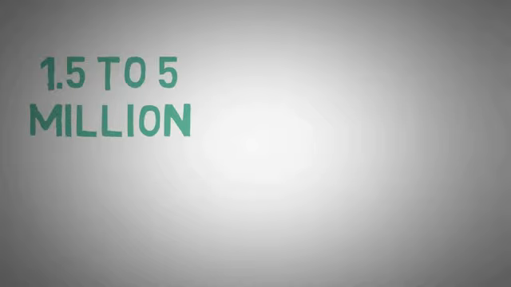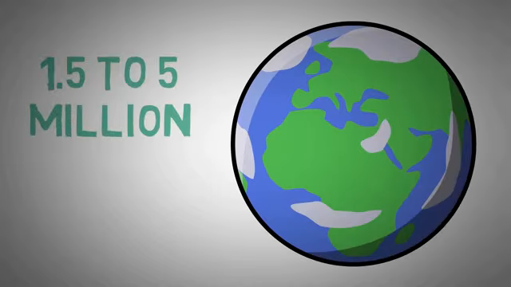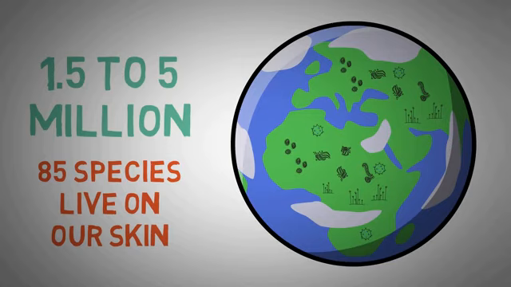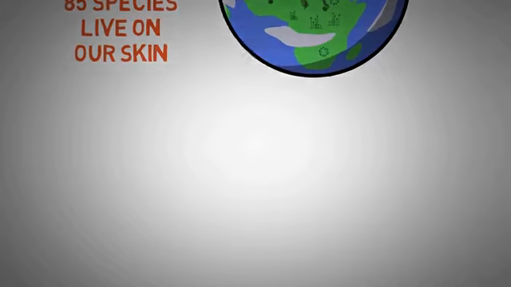Do you know there are 1.5 to 5 million fungal species on the planet Earth, and out of those, more than 85 species live on our skin. Like many microbes, there are helpful fungi and harmful fungi. When harmful fungi invade the body, they can be difficult to kill, as they can survive in the environment and reinfect the person trying to get better.